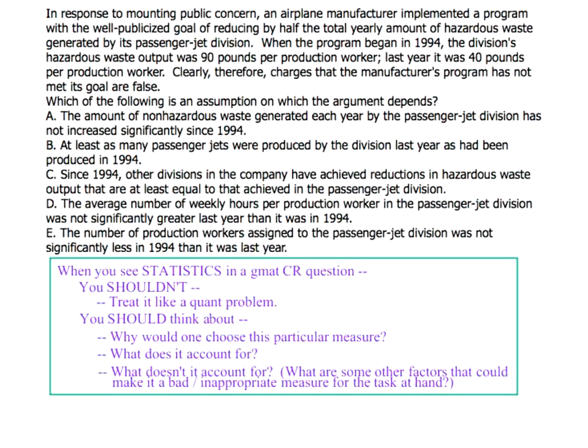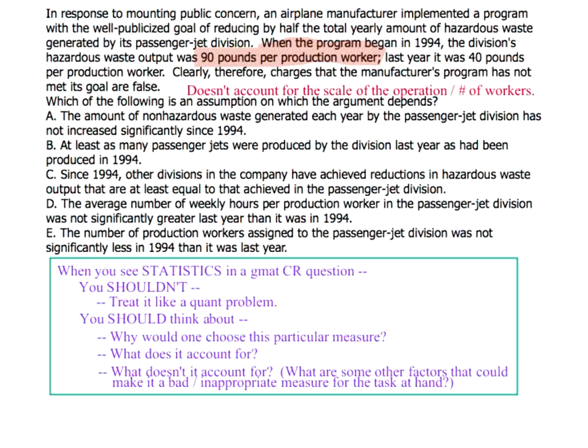So let's think about this. The hazardous waste output is 90 pounds per production worker. When you see pounds per production worker, the point is that it doesn't depend on how many workers are there. It doesn't depend on the scale of the operation or the number of workers.